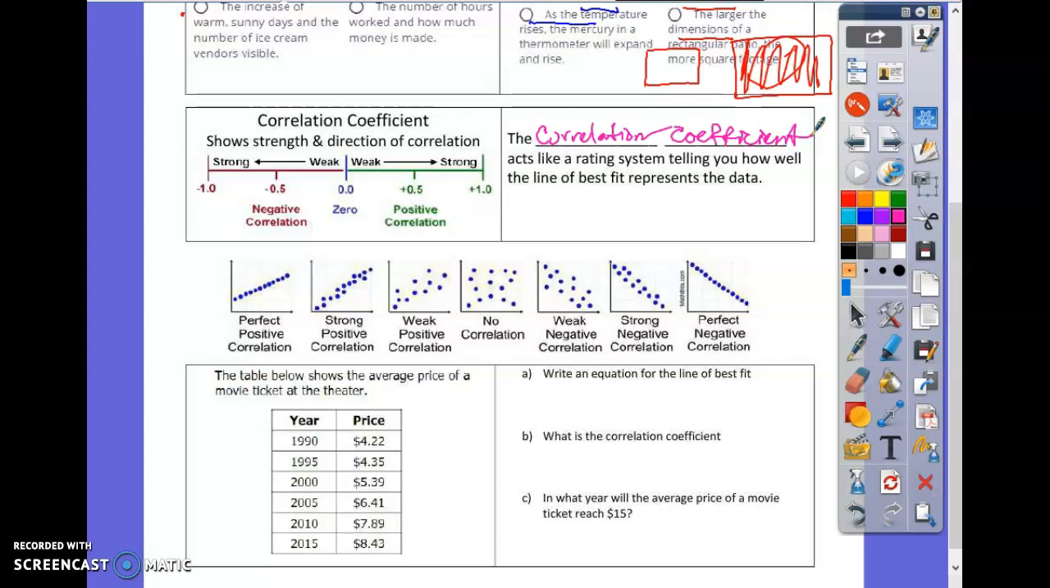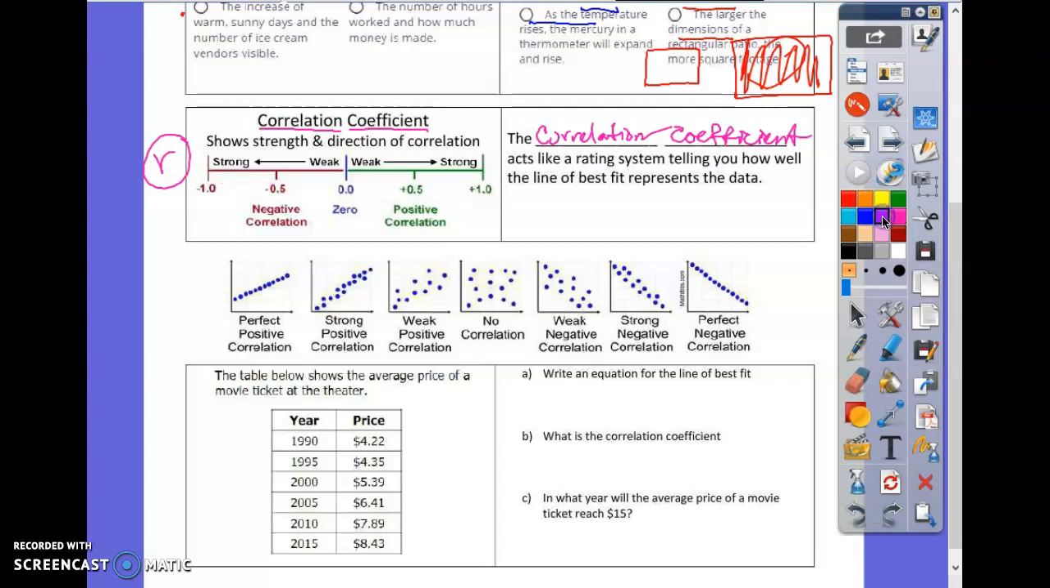Correlation coefficient. Right here. And this is going to be the letter R. We're going to be using the letter R for the correlation coefficient, and you can find it in Desmos, and we're going to try it in just a little bit, but we're looking for the letter R, not R squared, just R. So here is how to rate it, and we're going to put numbers on these, when they're weak or when they're strong.